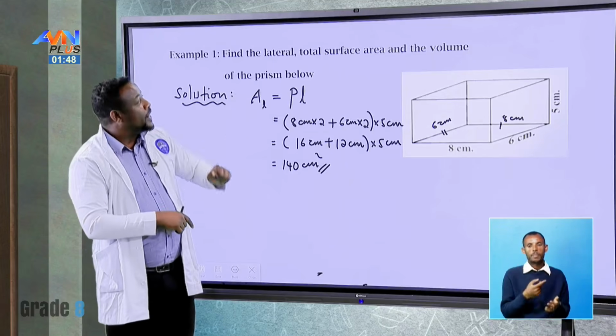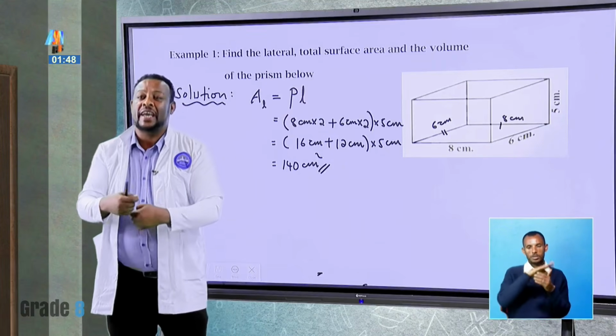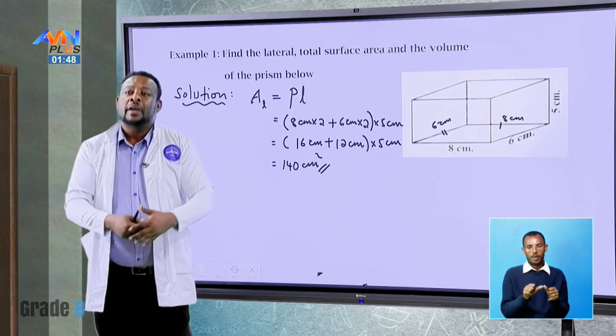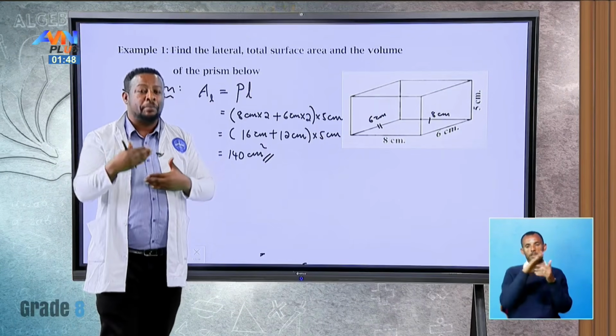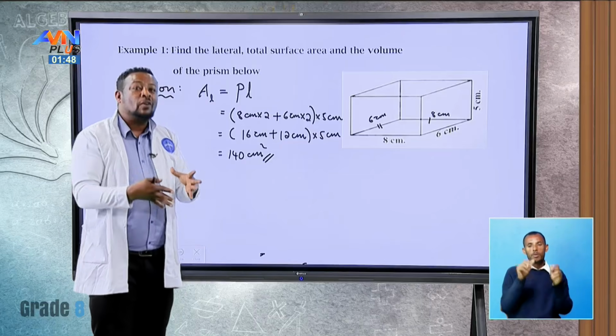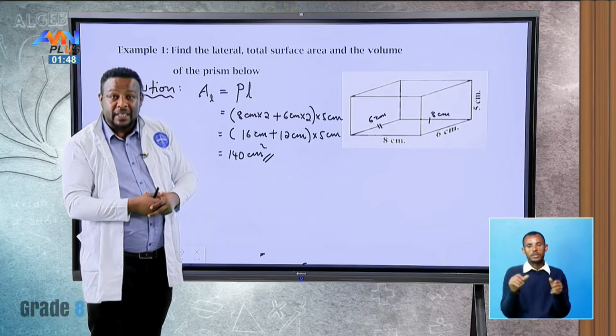The next one is, we are also asked to calculate the total surface area of this prism. As I have said before, the total surface area of a prism is the sum of the lateral surface area and the area of the bases.